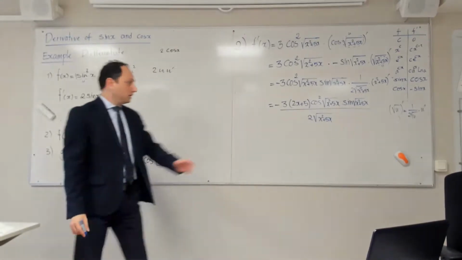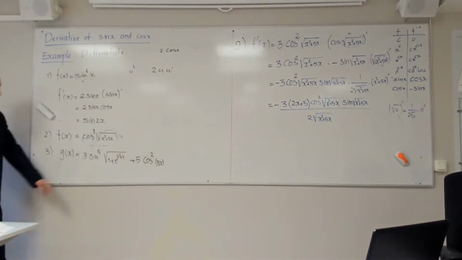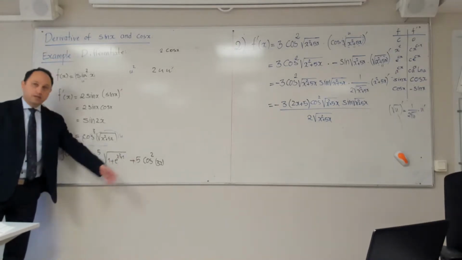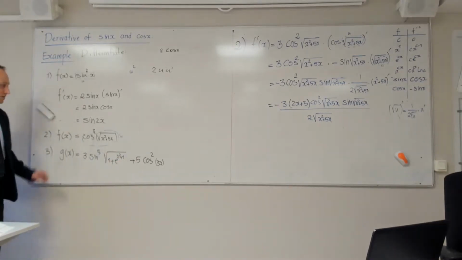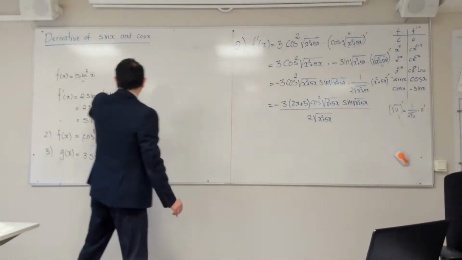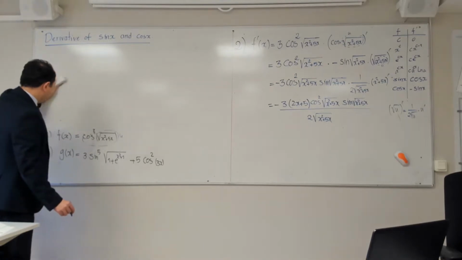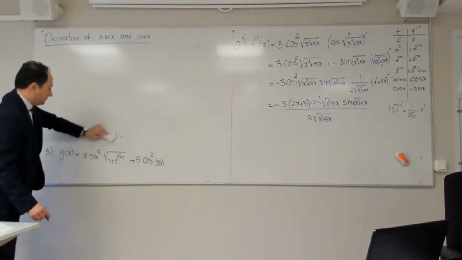Yes? Okay, so for the next one, the story is more or less the same, but I also have to use the addition rule as well. Yes? So let us write that one as well, and then we are done. Okay, so how should I calculate the derivative of this?